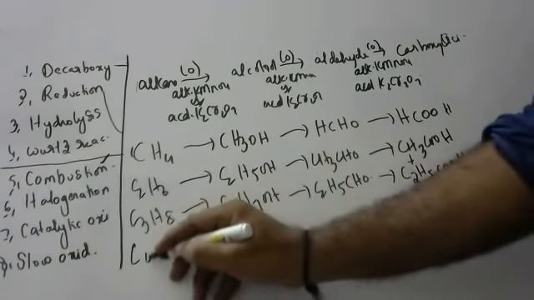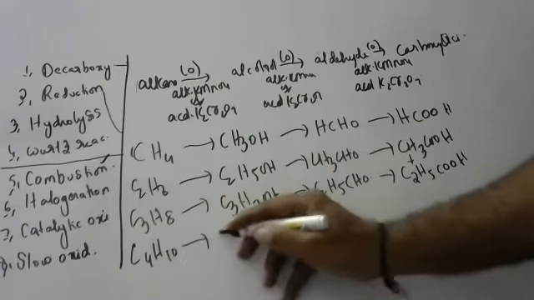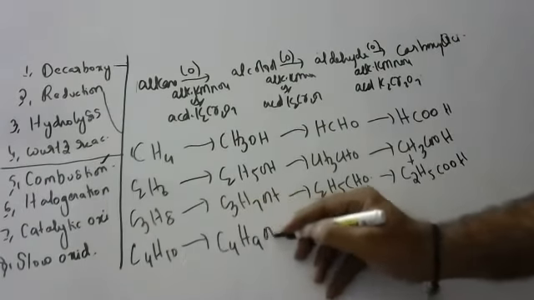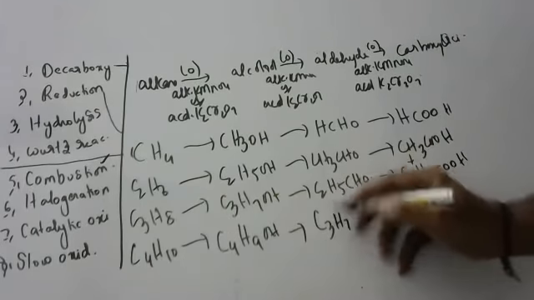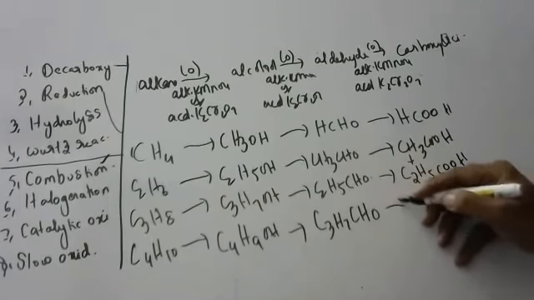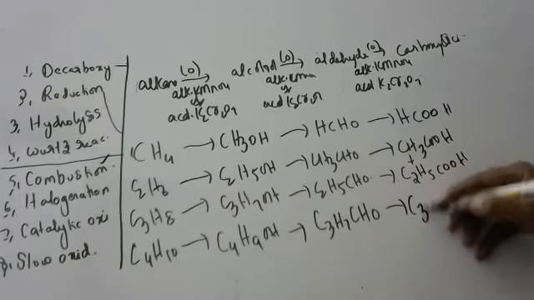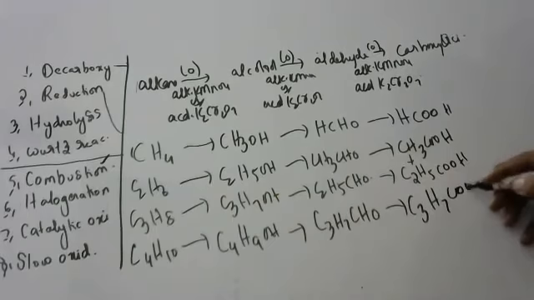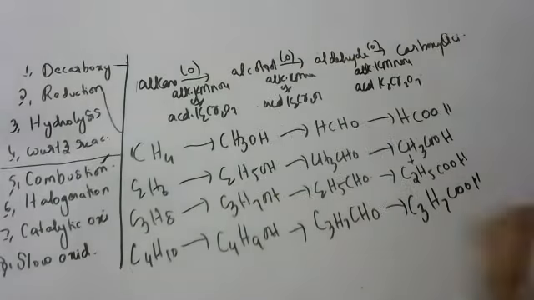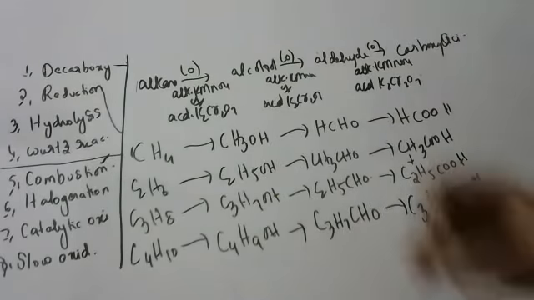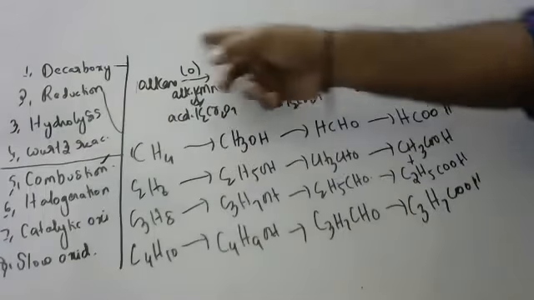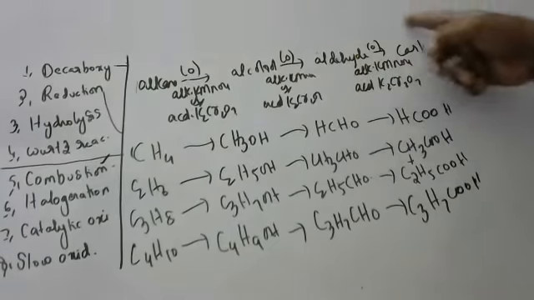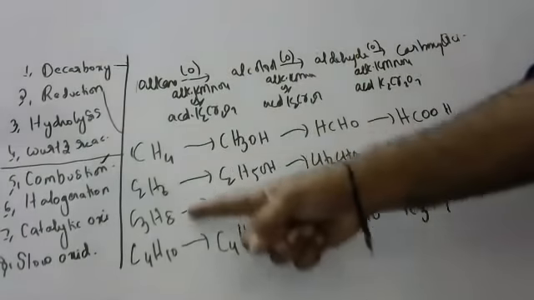If you take butane, you'll get butanol. Butanol, C3H7 plus CH2 you add. Butanal, CH2 you add, butanoic acid. This is in presence of alkaline potassium permanganate or acidified potassium dichromate, which both are oxidizing agents. Alkane becomes alcohol, alcohol becomes aldehyde, aldehyde becomes carboxylic acid. You have to practice like this up to 10.